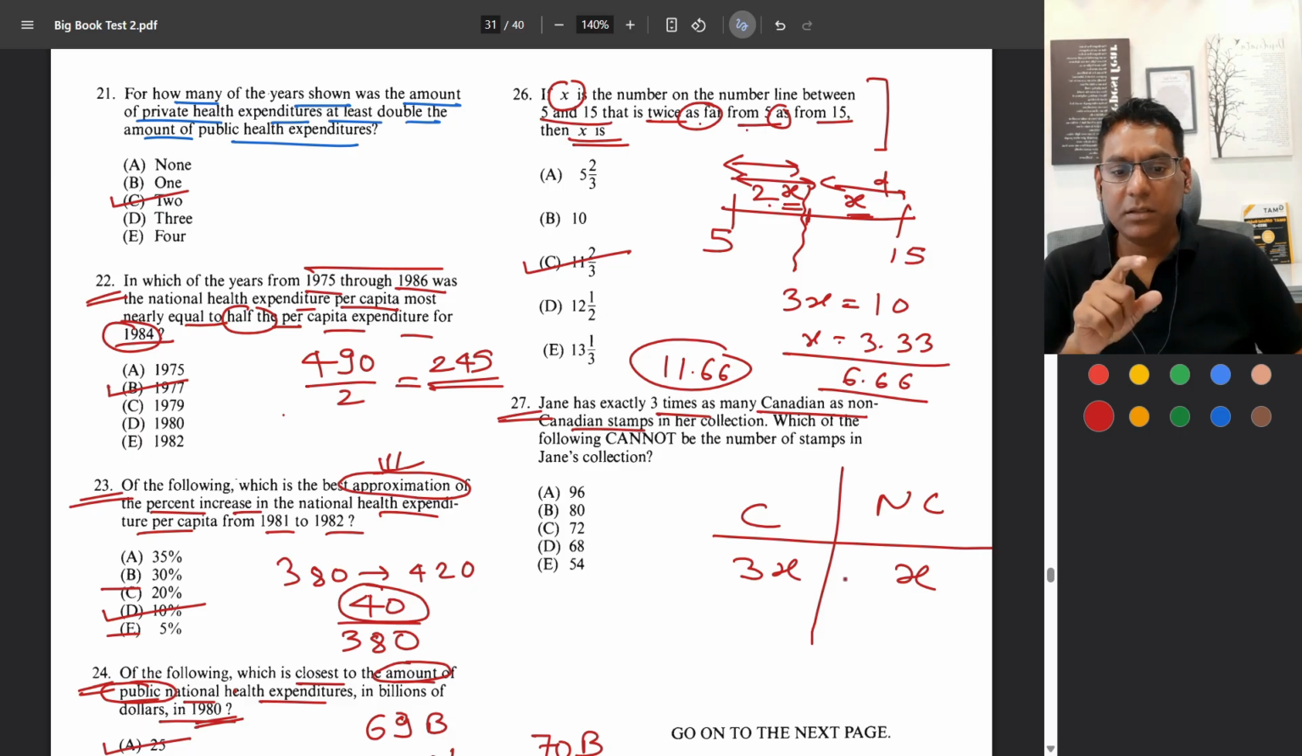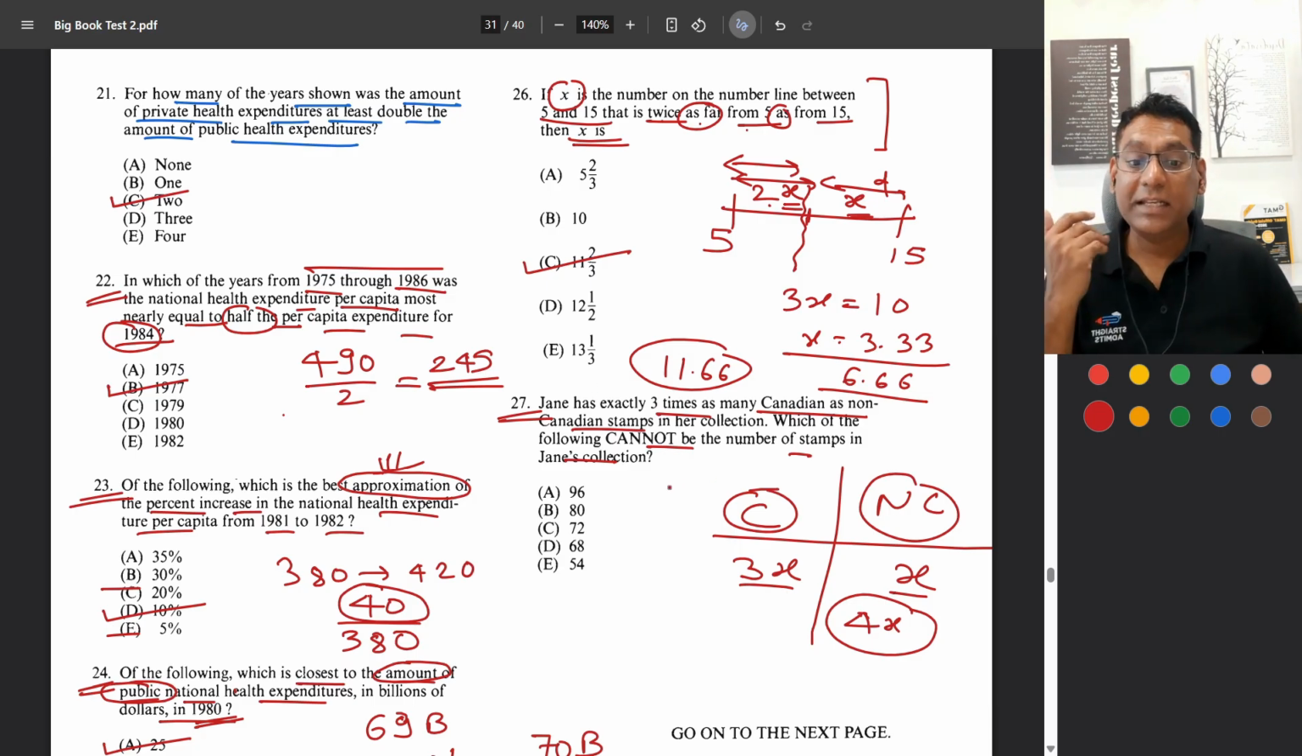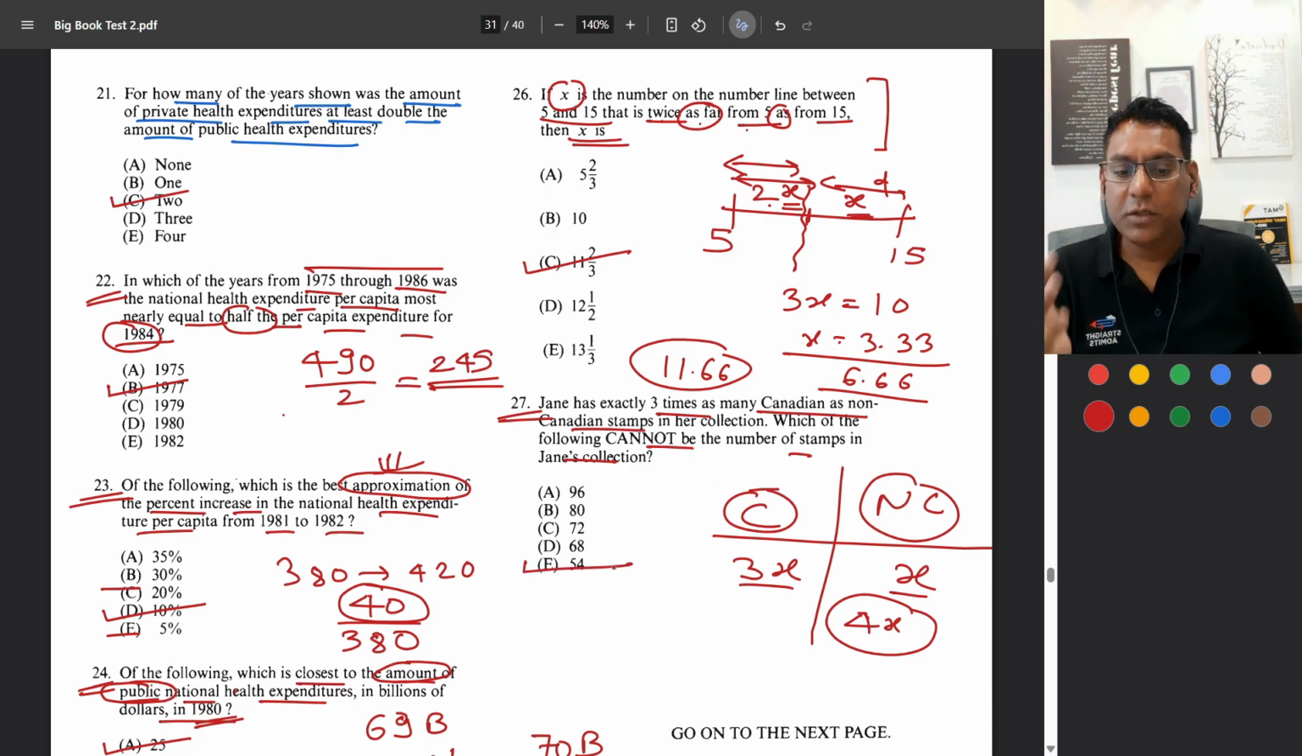Which of the following cannot be the total number of stamps? Okay, so the total number of stamps will have to be 4x, right? Canadian plus non-Canadian is anyway going to be the total universe of our stamps, which is 3x plus x, 4x. So it has to be a multiple of 4. Now, which of the following is not a multiple of 4? Okay, this is a multiple of 4, this is a multiple of 4, these are all multiples of 4. 54 is not a multiple of 4, so answer choice E. Okay, I like how this has been phrased. Decent question. It's an easy question, but I like the phrasing.